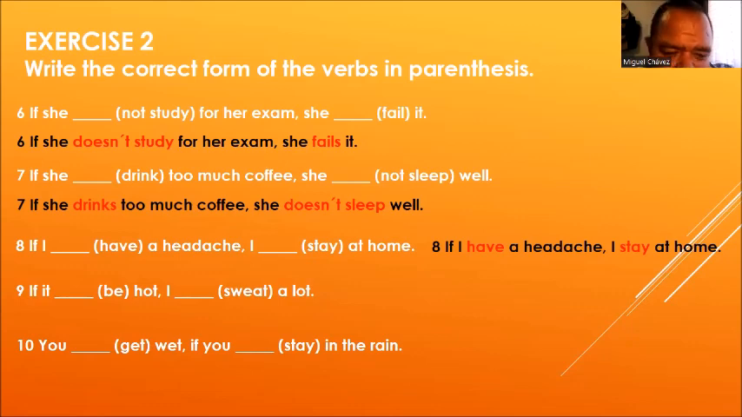Can you repeat it? If it is hot, I sweat a lot. Exactly. Thank you so much, Shadani. Thanks for your participation. Okay, if it is hot, I sweat a lot. And the last one, please, number 10.